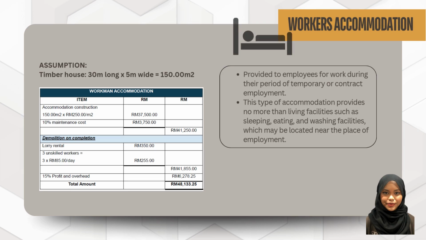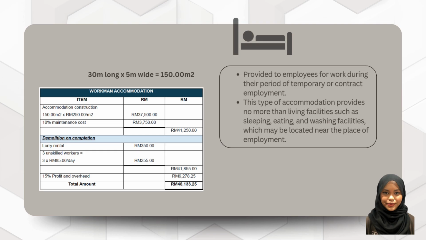For the calculation, we assume the timber house is 30-meter long by 5-meter wide. So the total is 150 meter square. We need to allow 10% maintenance cost, and then for the demolition, after the construction is complete, we need to rent a lorry and hire 3 unskilled workers. So the total for workman accommodation will be 48,133 ringgit and 25 cents.